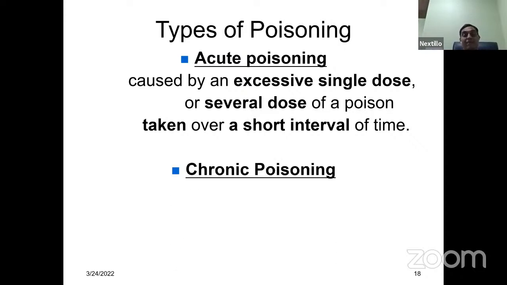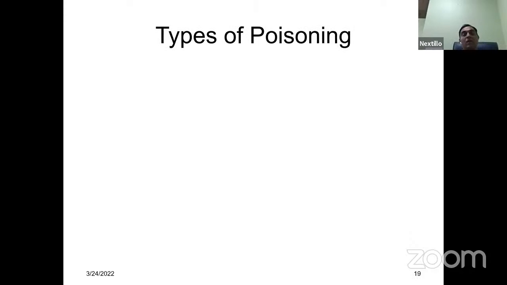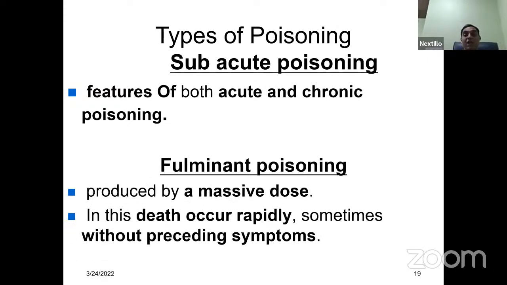Chronic poisoning is caused by smaller doses over a period of time, resulting in a gradual worsening of health. Chronic poisons may be arsenic, phosphorus, antimony, opium, etc. So coming to the types of poisons, there is also subacute poisoning, which has the features of both acute and chronic poisoning, and fulminant poisoning, which is produced by a massive dose. In this, death occurs rapidly, sometimes without preceding symptoms.